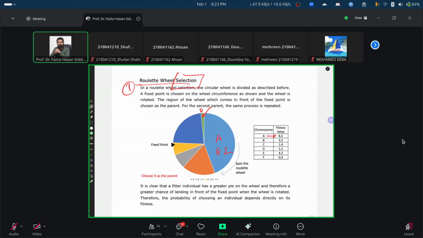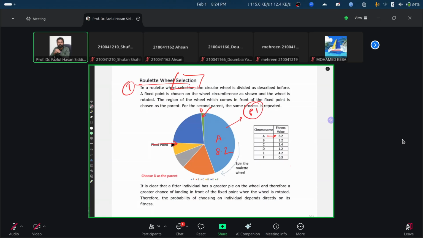And now after creating this wheel, we will pick a fixed point, and now we'll spin the wheel, and it will rotate and rotate. It will continue the rotation, and when it stops, the solution that is pointed by the pointer will be the winner. Winner means that will be the parent number one.